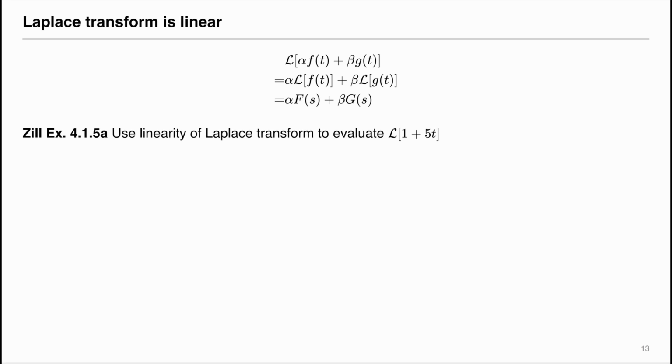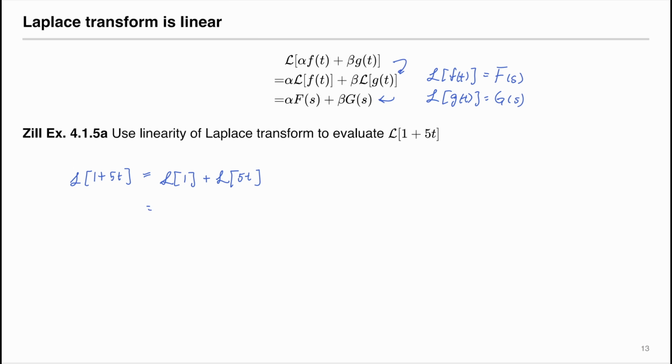Now let's look at a simple example of using the linearity of Laplace transform, and this is shown again here. We can also write it in this form, where the Laplace transform of the time domain function can be written as the capitalized form using the notation introduced before. So the linearity condition can be used to evaluate additions. So we can break it down into the Laplace transform of 1 plus the Laplace transform of 5t. And then we can also take out the constant, so 5 times the Laplace transform of t.